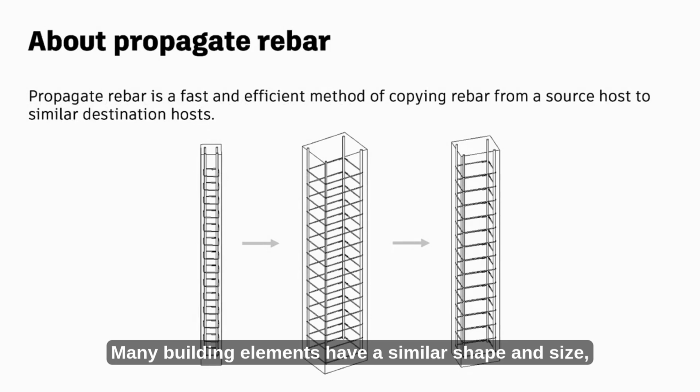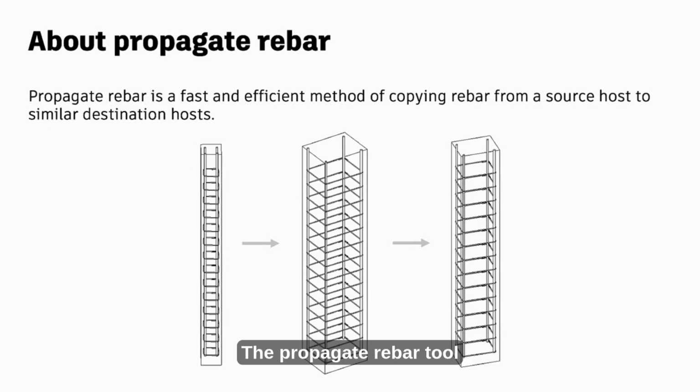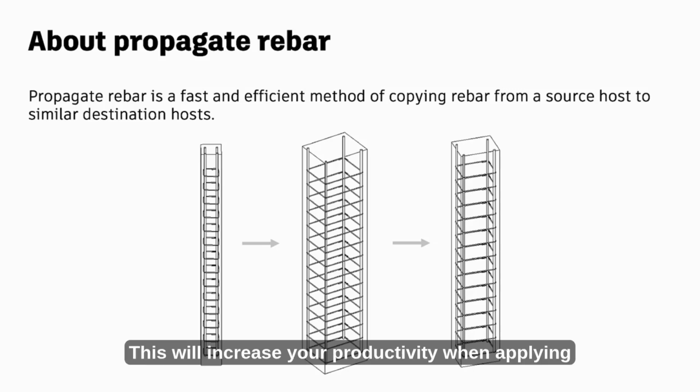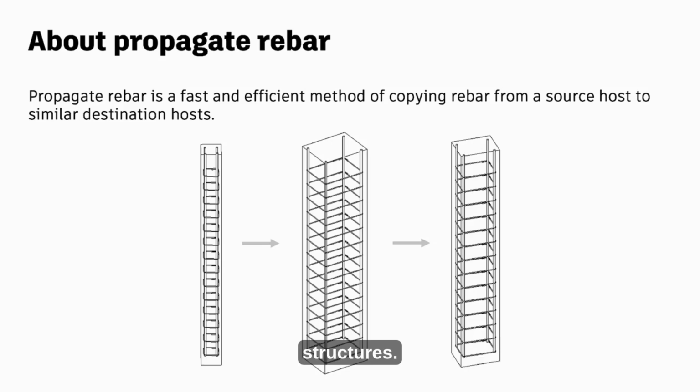Many building elements have a similar shape and size and have similar reinforcement arrangements. The Propagate Rebar tool allows rebar to be propagated from a source host to several destination hosts. You can also propagate rebar by face. This will increase your productivity when applying reinforcement to similar elements across concrete structures.